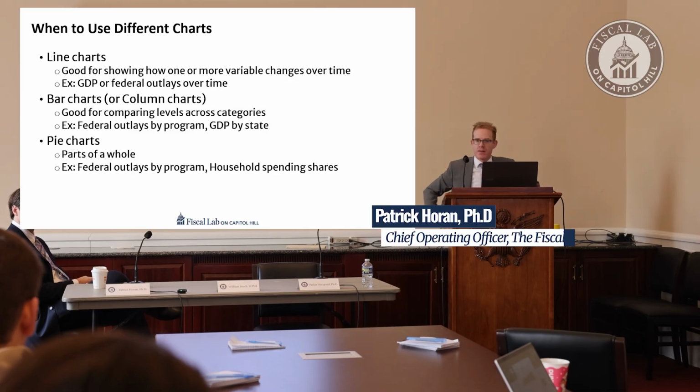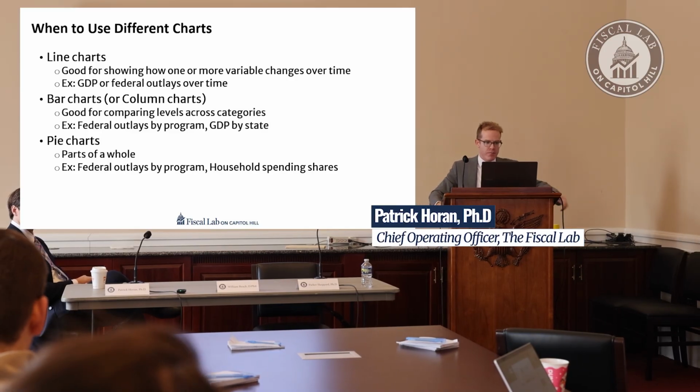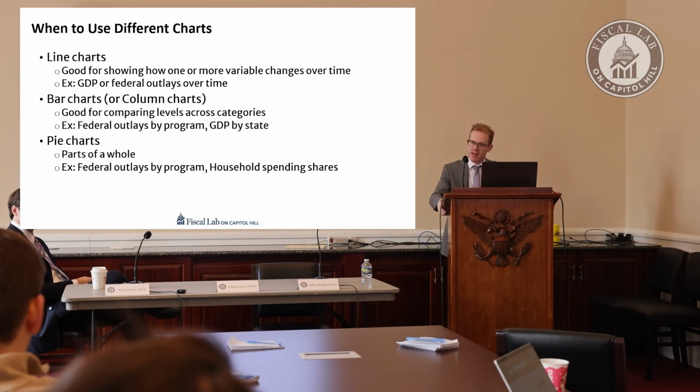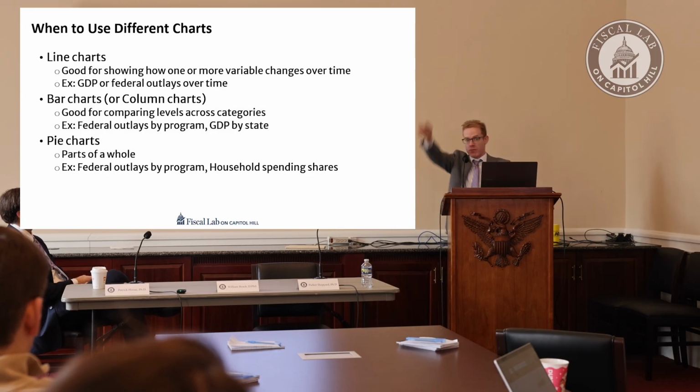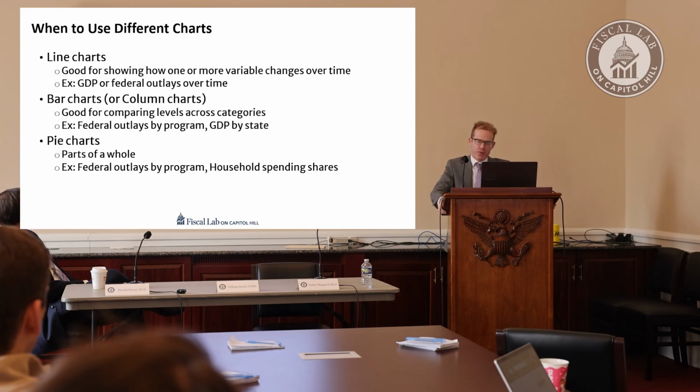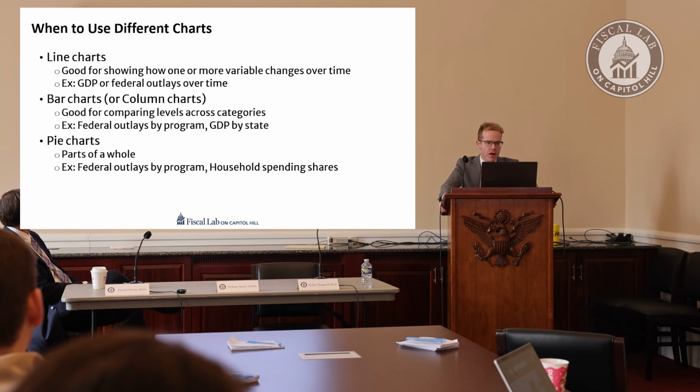Looking at GDP, spending, things like that, unemployment rate over time, inflation, of course. Other kinds of charts that are popular to use, bar charts or column charts. A bar chart looks like this, and a column chart looks like this. That's good for comparing levels of things across categories. So we could do a bar chart comparing the different kinds of spending, or you could do a bar chart of the GDP of the different states, for instance.